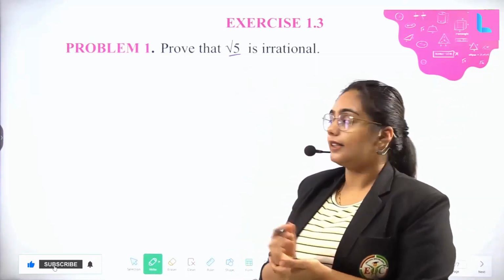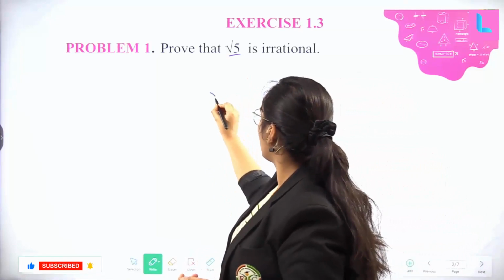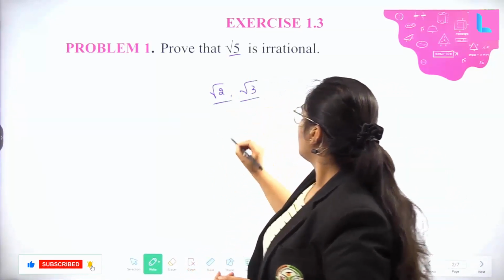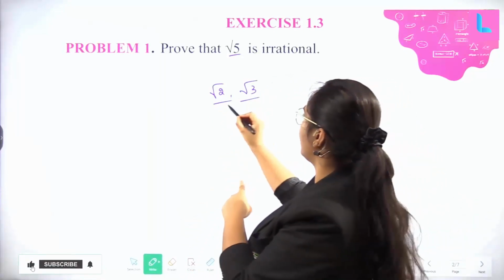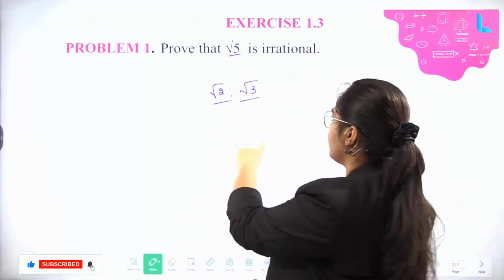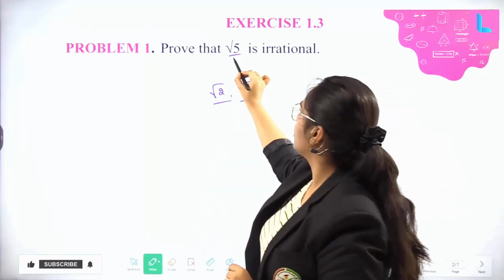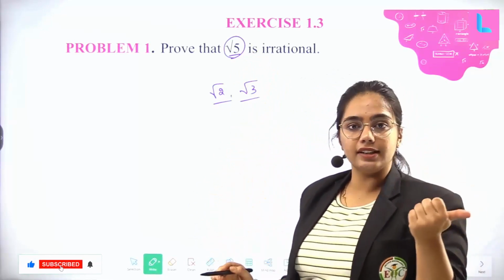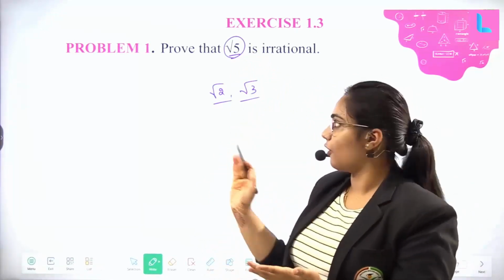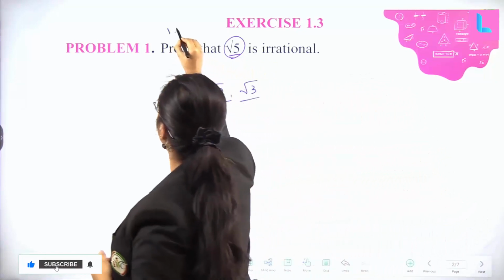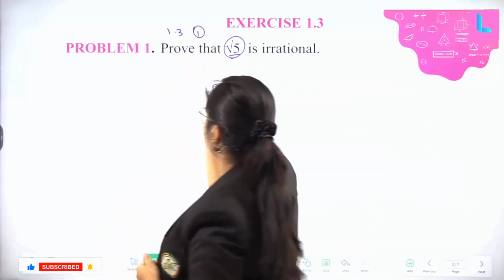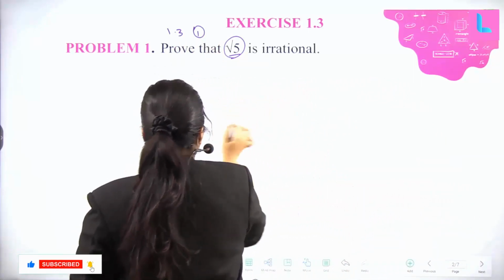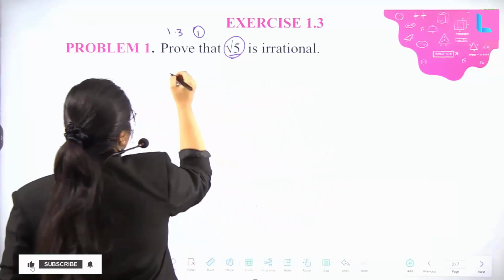If you check while solving the example problems, I have already taught you how to prove that root 2 is irrational, how to prove that root 3 also is irrational. I've also shown you how to prove root 5 as an irrational number. We have solved it there, and here the same answer follows. But this is exercise 1.3, first question. To sum it up, I'll just write the steps for you. I've already done this question, but again for you I'm doing it.